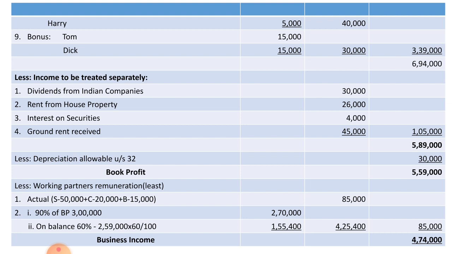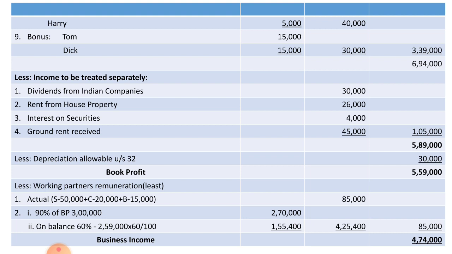Total of this amounts to rupees 1,05,000. When you deduct this from 6,94,000, you get 5,89,000. From this you have to deduct allowable expense not mentioned in the profit and loss account, that is depreciation, 30,000. You get book profit as 5,59,000. From this, when you deduct working partner's remuneration, you get business income.